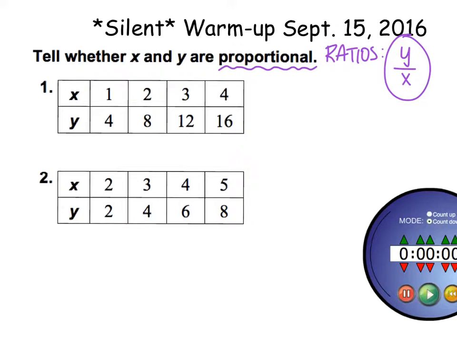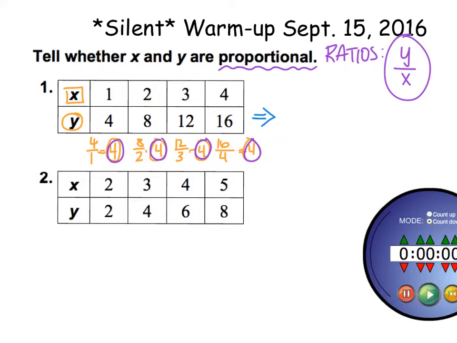So if we look at number 1, we're going to take our y's and divide them by our x's. So I have 4 divided by 1, and when I simplify, I get 4. We need to hope we get 4 for the next 3 columns. 8 divided by 2 equals 4. 12 divided by 3 equals 4. And 16 divided by 4 equals 4. In each case, our ratio simplified to a 4. Because it was the same in every situation on our table, this table is proportional.